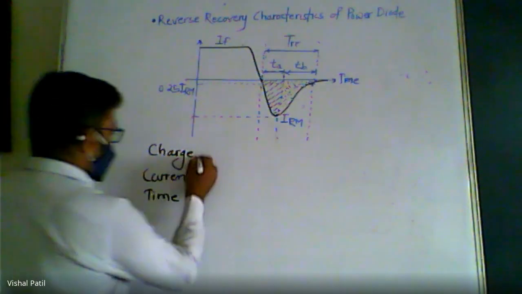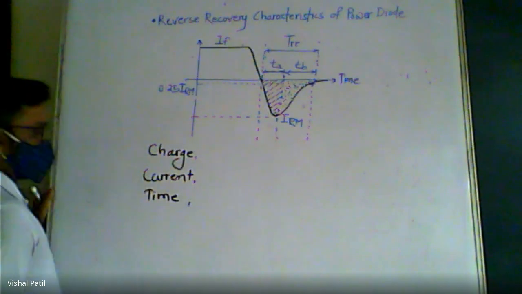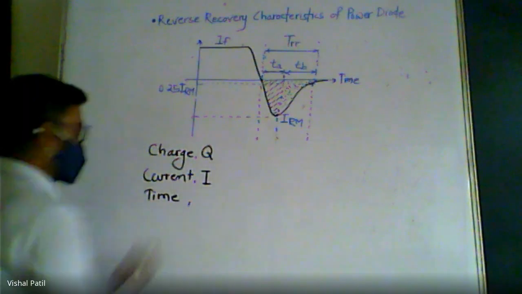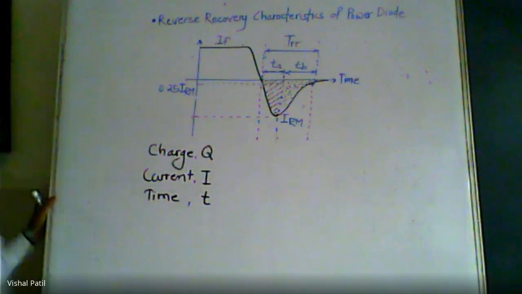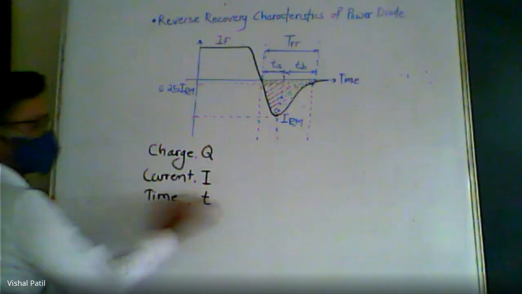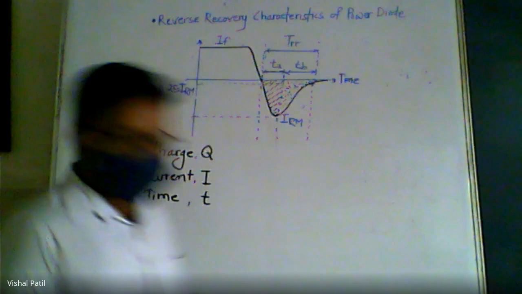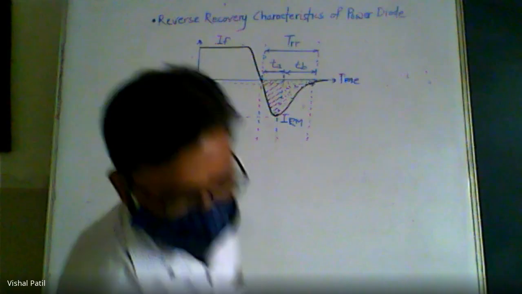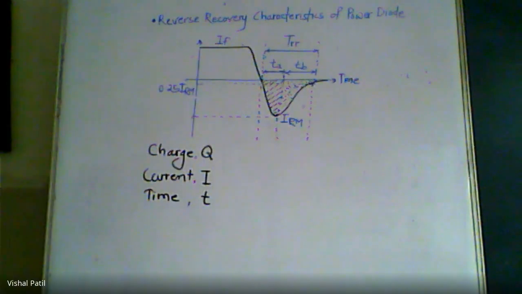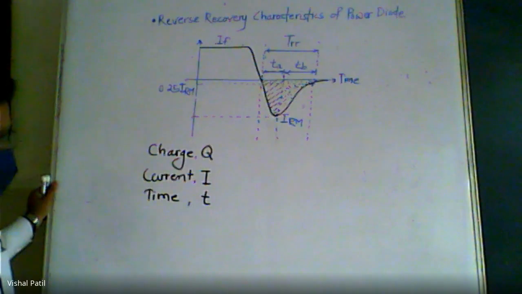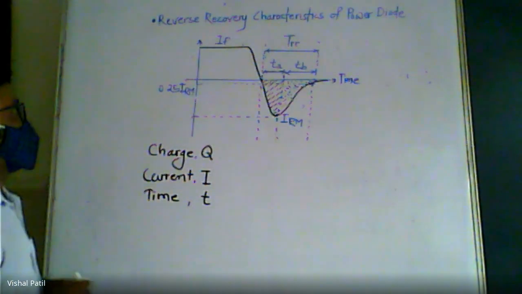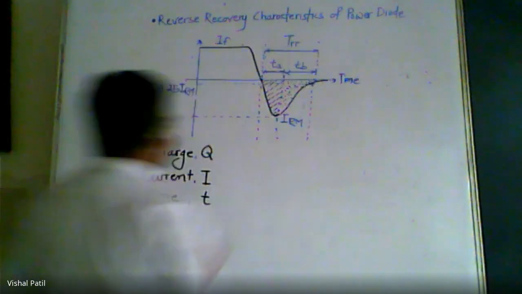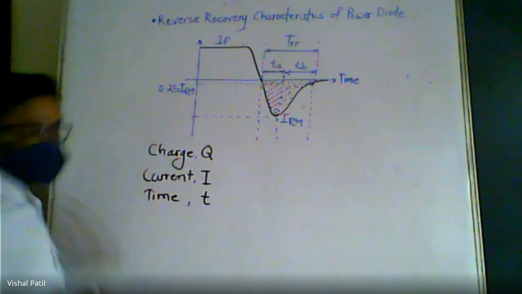Now we know that these three parameters are associated with each other. We denote charge to be Q, current to be I, and time to be small t. We know the relation between charge, current, and time. That is, we define current to be the rate of flow of charge. Correct? Or charge is the product of current and time. And the characteristics today which we are going to discuss, the reverse recovery characteristic, are associated with these three parameters of a power diode.